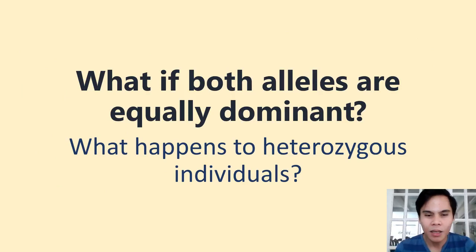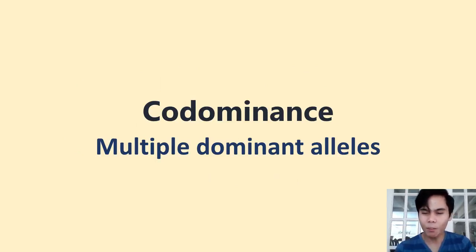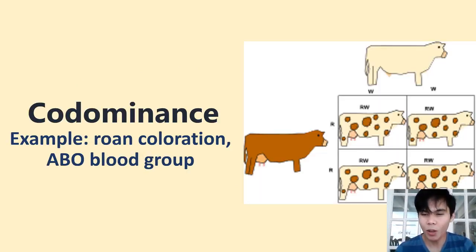Alright? If both alleles are equally dominant, again, we don't have a dominant allele anymore. They're both dominant, the same level of dominant. Your heterozygous individuals would have multiple dominant alleles, which means that both the dominant traits are happening at the same time. And so we have what we call codominance.